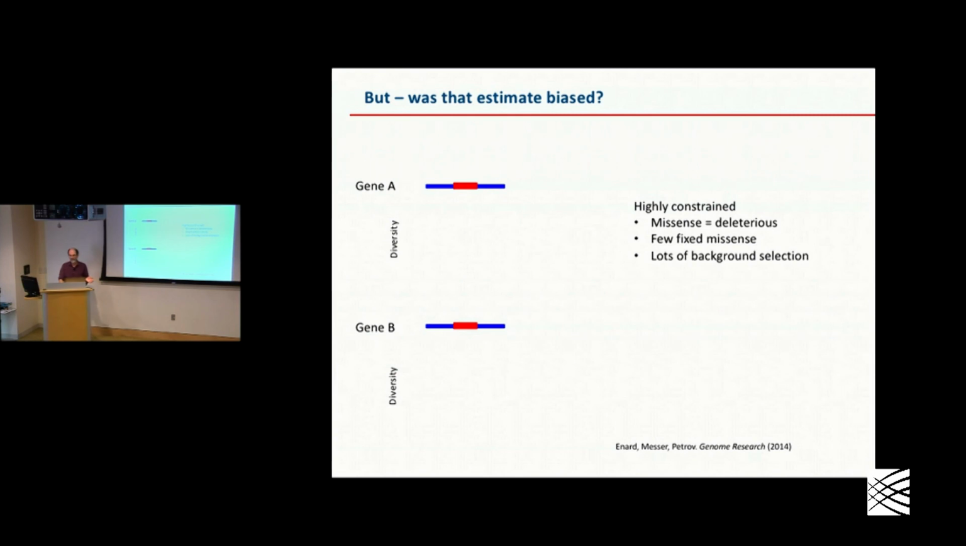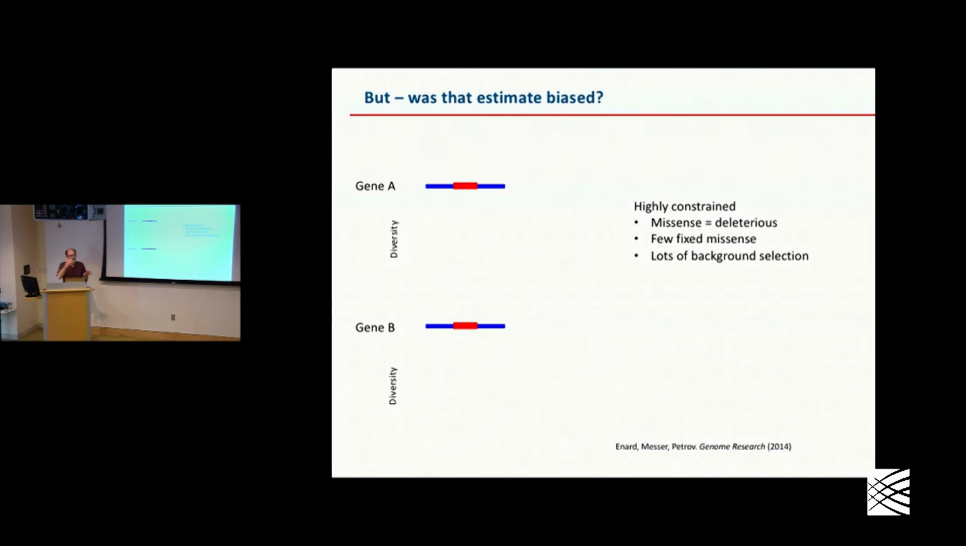But then a few years later, somebody else came along, David Enard's group, and said, wait a minute, you didn't do that right. You did the wrong test. And why is a little bit subtle, but I like this story because it shows how easy it is, how confusing things can be. So think about two genes. One gene, gene A, is highly constrained. That is, any change to this gene is likely to be deleterious.